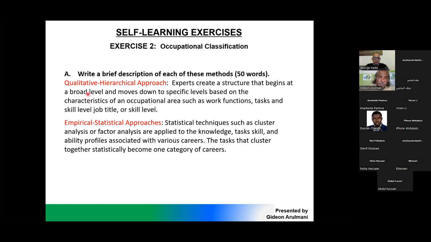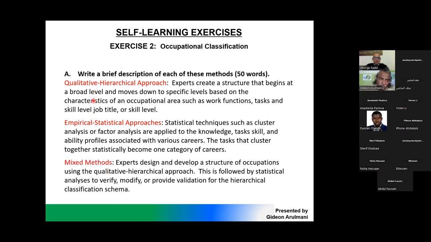The other way of looking at it is not to just rely on the opinion of an expert, but to use statistical approaches. And we saw how you can take all the different tasks of careers and then do statistical analysis like cluster analysis or factor analysis and see which tasks, which skills group together statistically. So the tasks that group together will become a family. That was the second method of occupational classification.